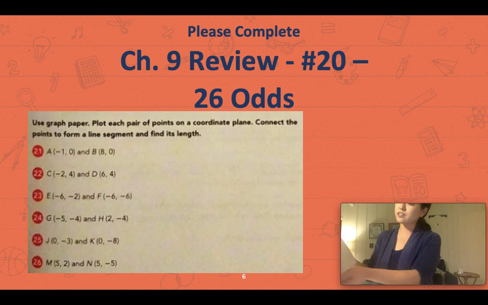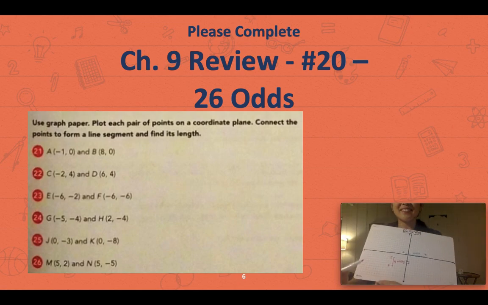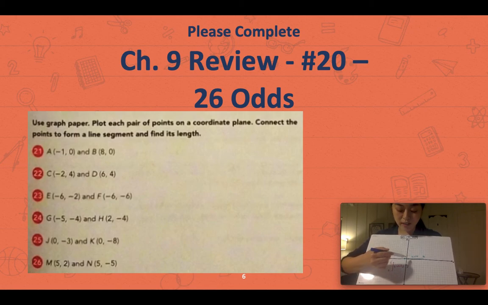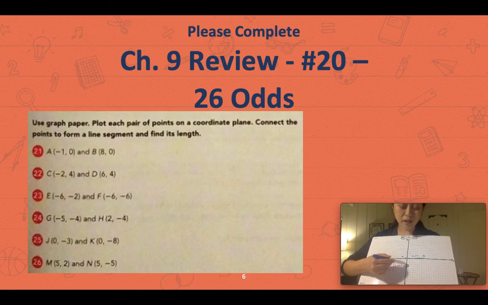Did I draw that J right? Okay, I did. All right, so that's my J. And then K is 0, negative 8. 0 again is at the origin. Negative 8 is on the y-axis. So this is negative 3, negative 4, negative 5, negative 6, negative 7, negative 8. This is negative 8. And again, I'll draw my line a little bit to the side.